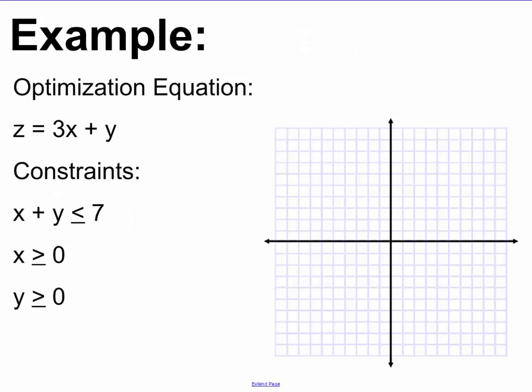For this problem, we have three major constraints. x plus y is less than or equal to 7 is our first constraint. Our second will be x is greater than or equal to 0. And our third will be y greater than or equal to 0.